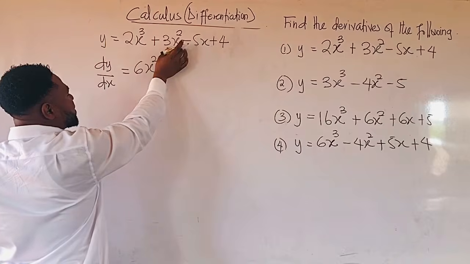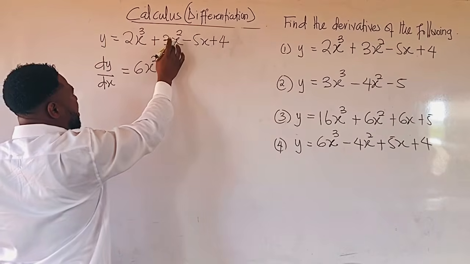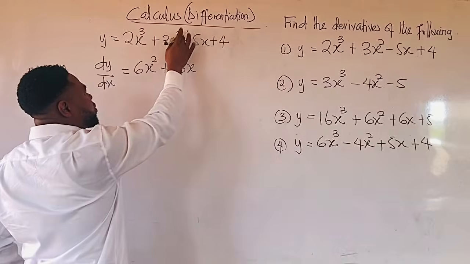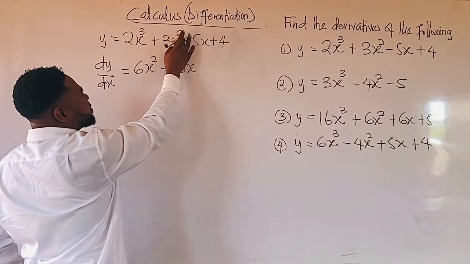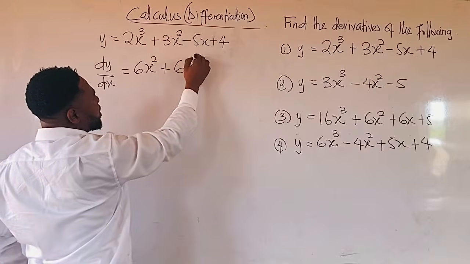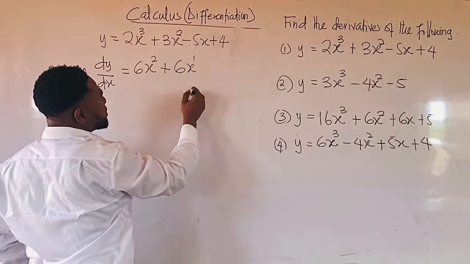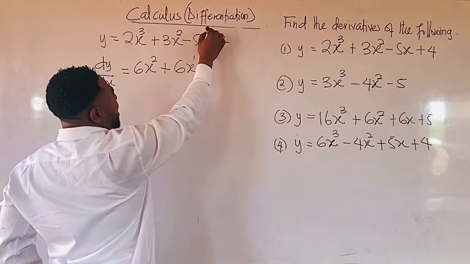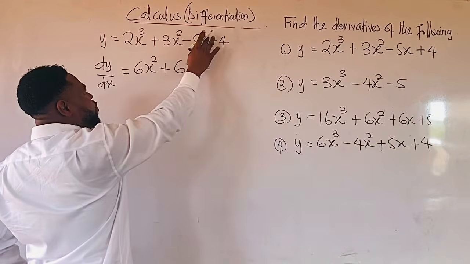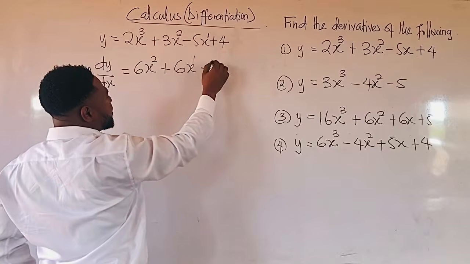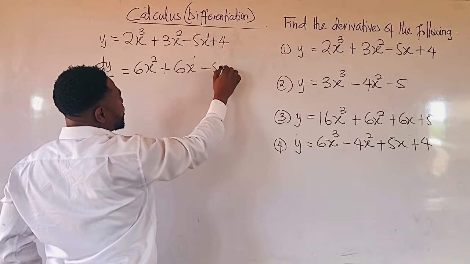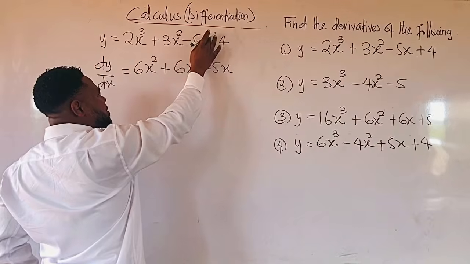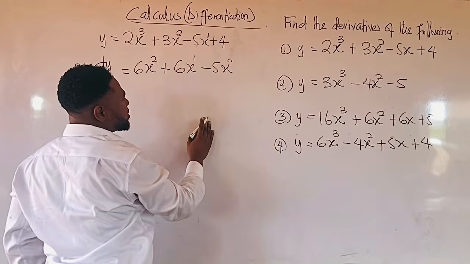Plus, we do the same thing here. 2 will multiply 3, we are going to have 6. We bring our x, we minus 1 from the exponent here, which is 2, and we are going to have 1. All right, minus, now the exponent of x here is 1. All right, so 1 times minus 5 will give us minus 5. We bring our x, we minus 1 from the positive 1, and it's going to give us 0.